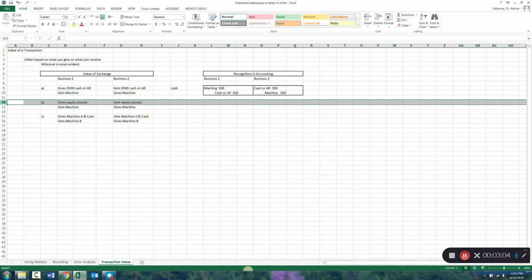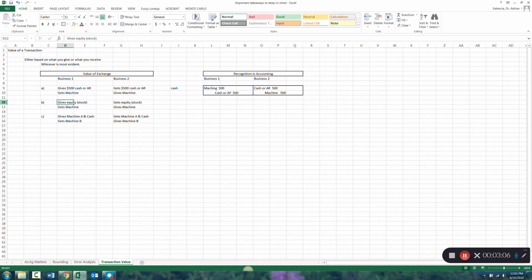Now, here's another scenario. Business one issues equity, in other words, issues stock to business two in return for a machine. Okay? So instead of giving cash or a promise to cash, they're giving equity. So which one is more evident? Which one is better supported? The value of the machine or the value of the stock? And that depends. It depends on whether this stock is publicly traded or not.